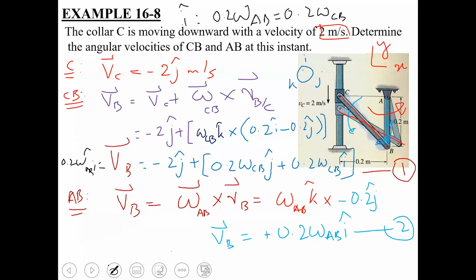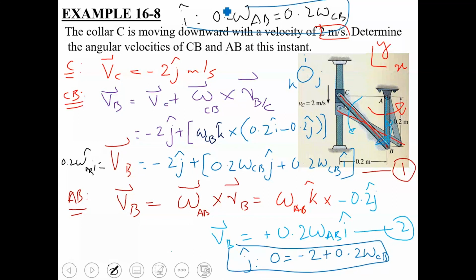Okay, now comparing the j coefficients on both sides of this equation. So once you compare the j coefficient, what is the j coefficient on the left hand side of this equation? 0. What is the j coefficient on the right hand side? It is -2 plus 0.2 omega CB. So this is the equation for the j coefficient, 0 equal to -2 plus 0.2 omega CB. So these are the two equations which we need to solve.